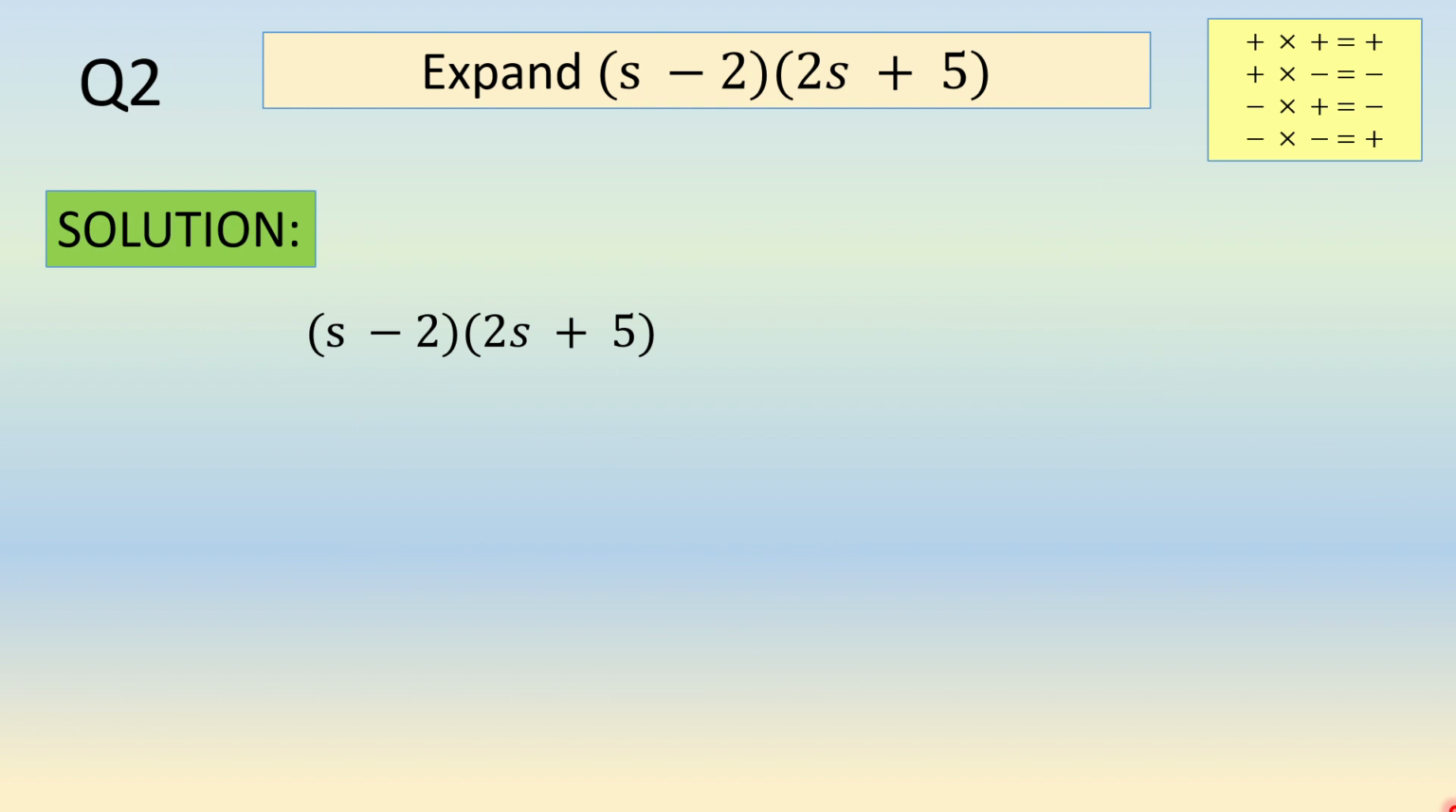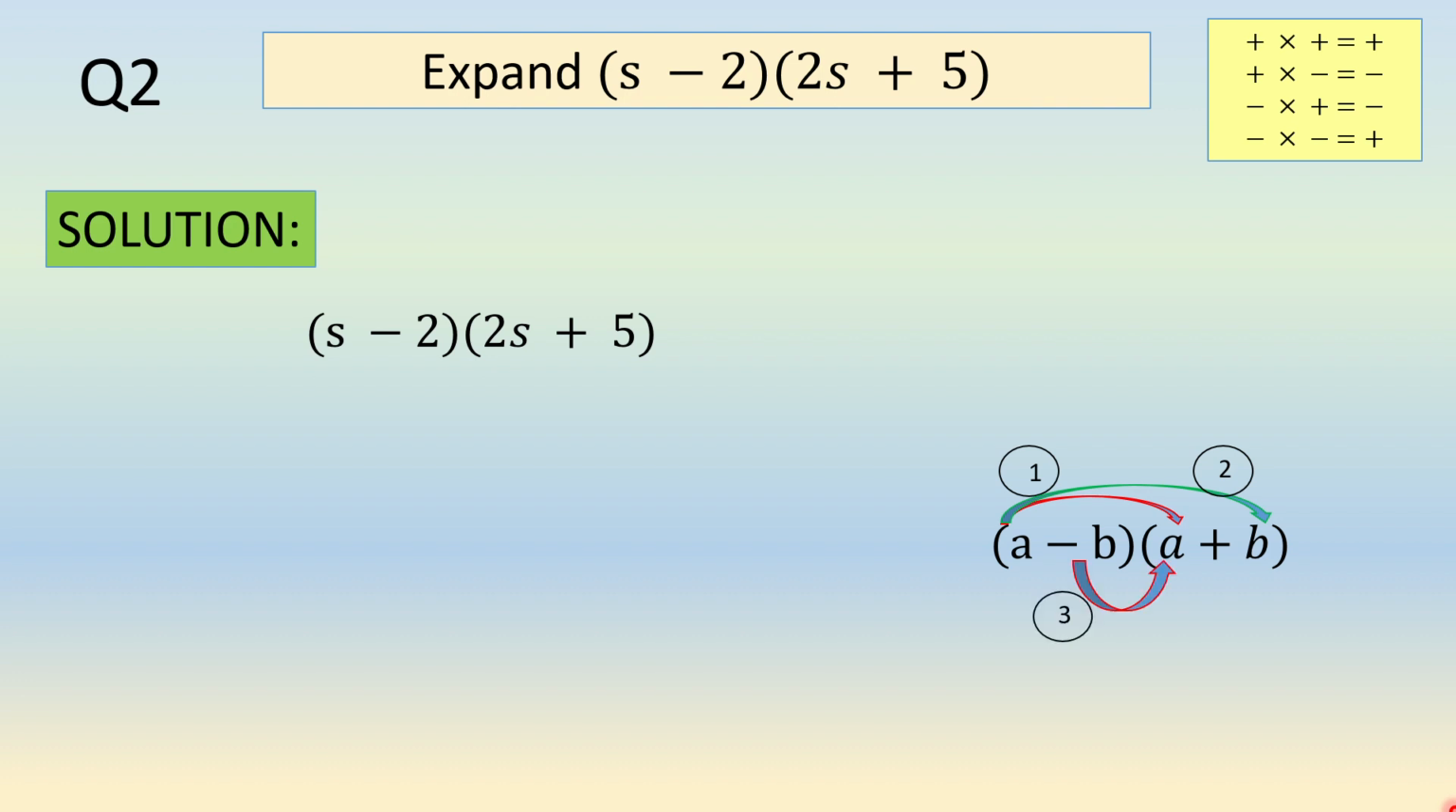Now let's see how to expand this expression. If you are given a minus b times a plus b, in order to expand this, first you have to multiply a and a. So that will be the first step. Followed by the second step, a times positive b. Third step, negative b times a, and the fourth step will be negative b times b.